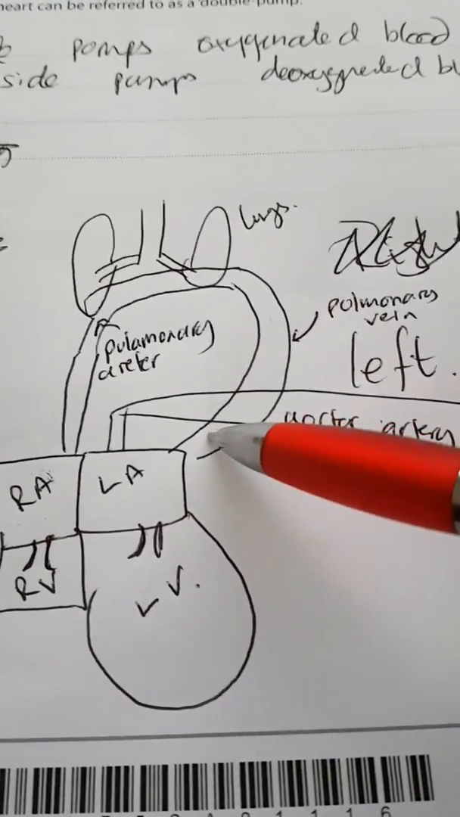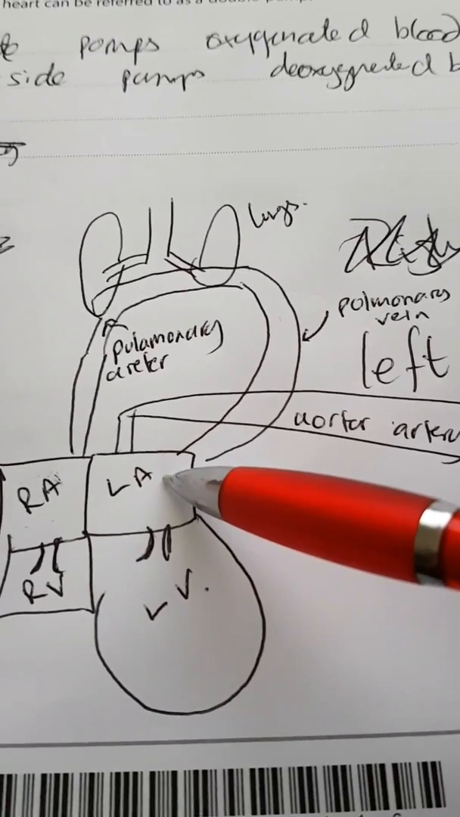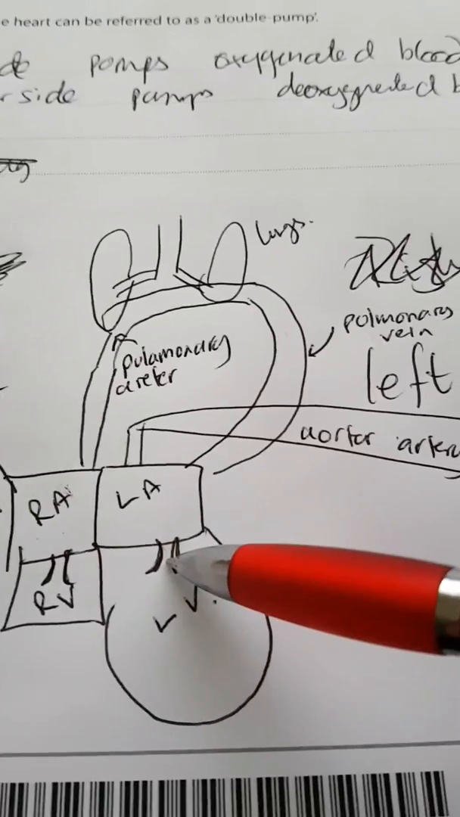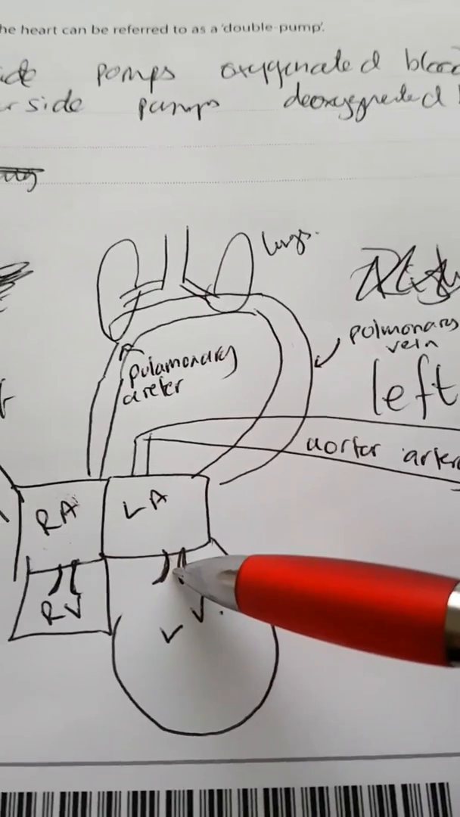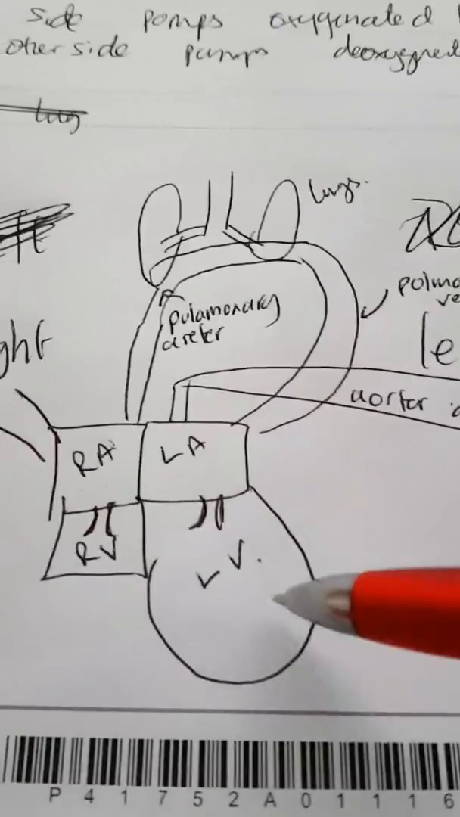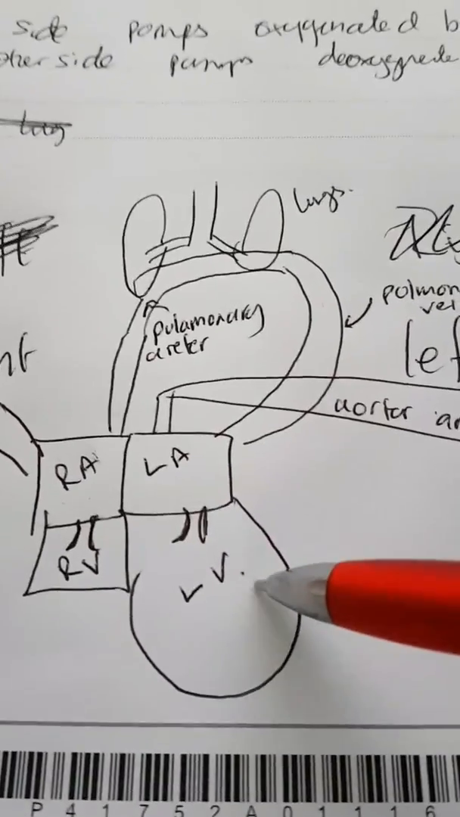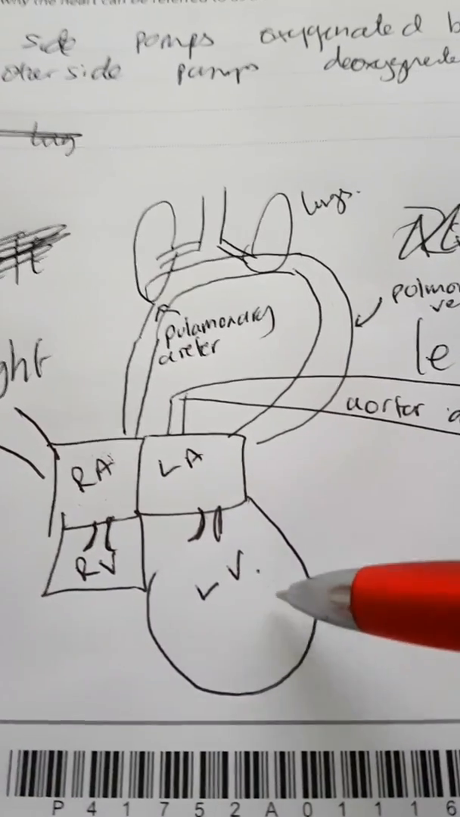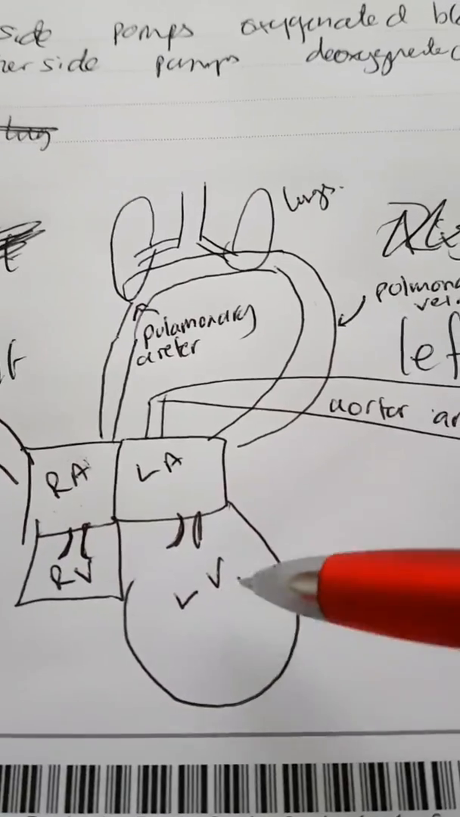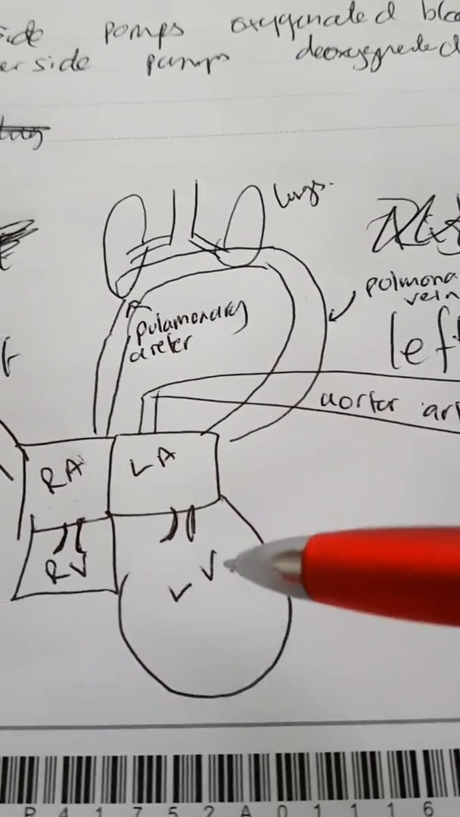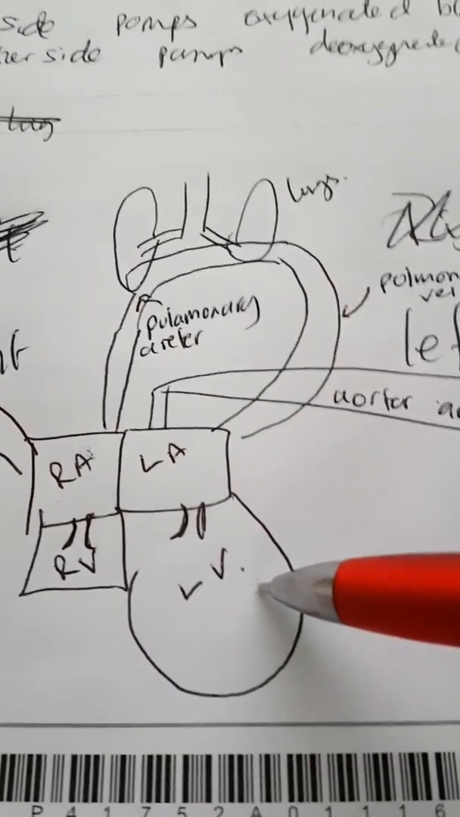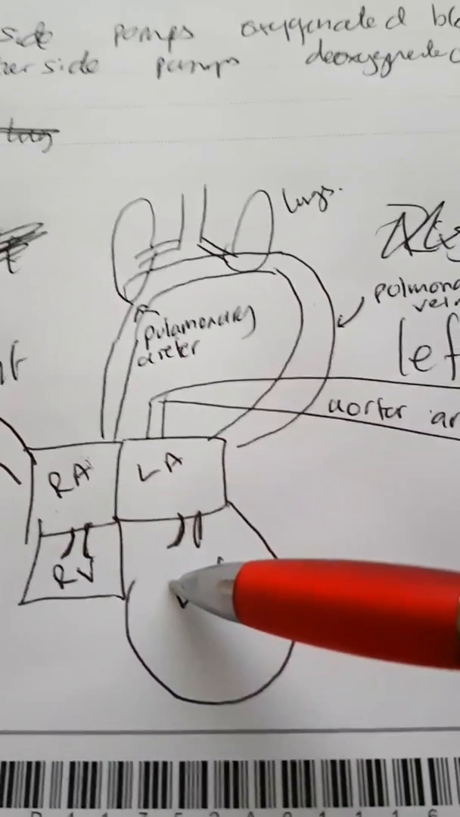The oxygenated blood enters the left atrium, then it goes down the valve again, which makes sure that the blood goes in one direction, into the left ventricle. From here, the left ventricle is the biggest chamber of the heart. The reason for this is because it needs to pump blood all the way around the body. It needs the strongest contraction so that it can send blood all the way around the body.